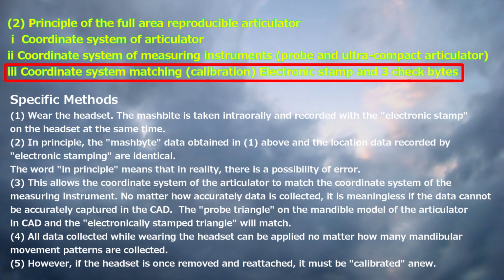3. This allows the coordinate system of the articulator to match the coordinate system of the measuring instrument. No matter how accurately data is collected, it is meaningless if the data cannot be accurately captured in the CAD. The probe triangle on the mandible model of the articulator in CAD and the electronically stamped triangle will match. 4. All data collected while wearing the headset can be applied no matter how many mandibular movement patterns are collected. 5. However, if the headset is once removed and reattached, it must be calibrated anew.